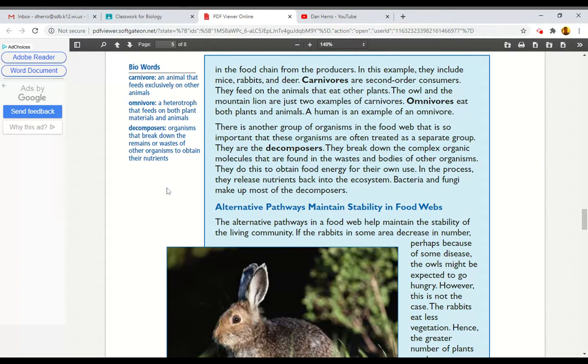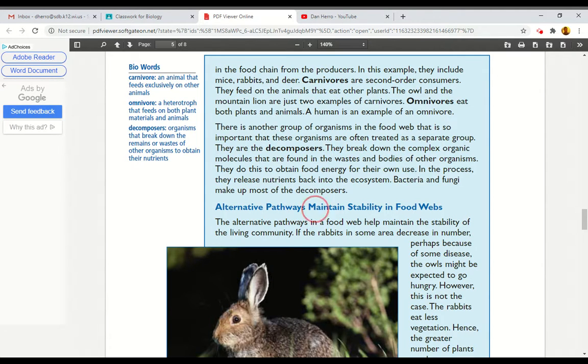There is another group of organisms in the food web that is so important that these organisms are often treated as a separate group. They are the decomposers. They break down the complex organic molecules that are found in the wastes and bodies of other organisms. They do this to obtain food energy for their own use. In the process, they release nutrients back into the ecosystem. Bacteria and fungi make up most of the decomposers.